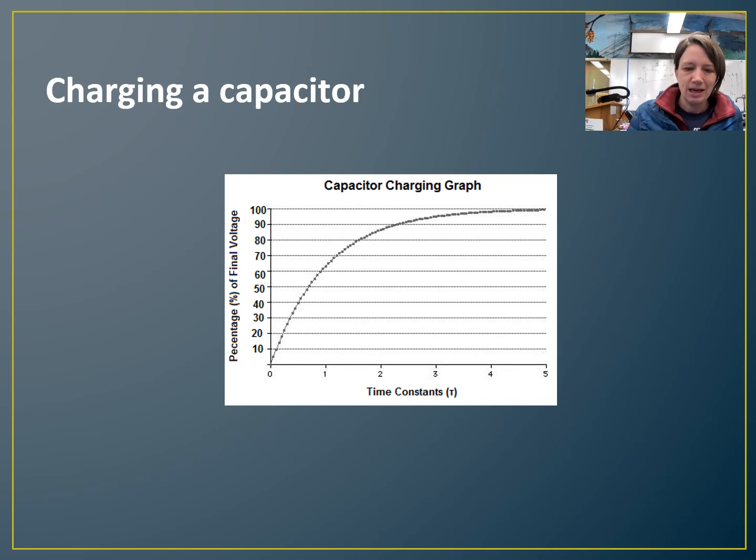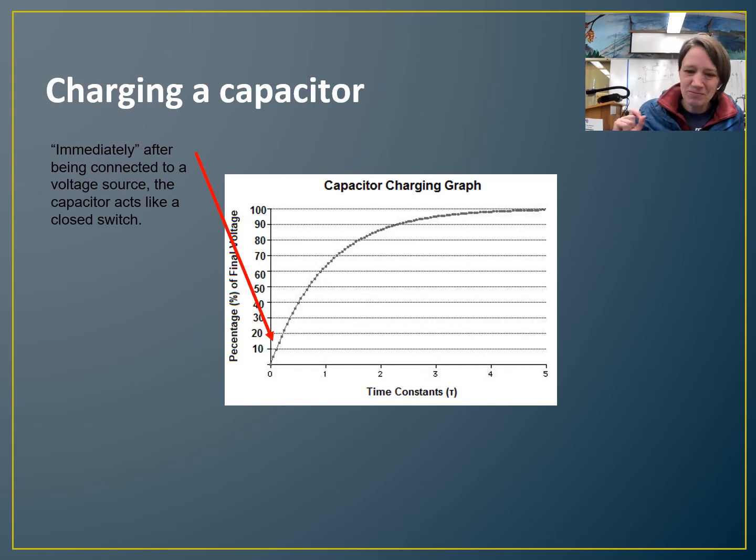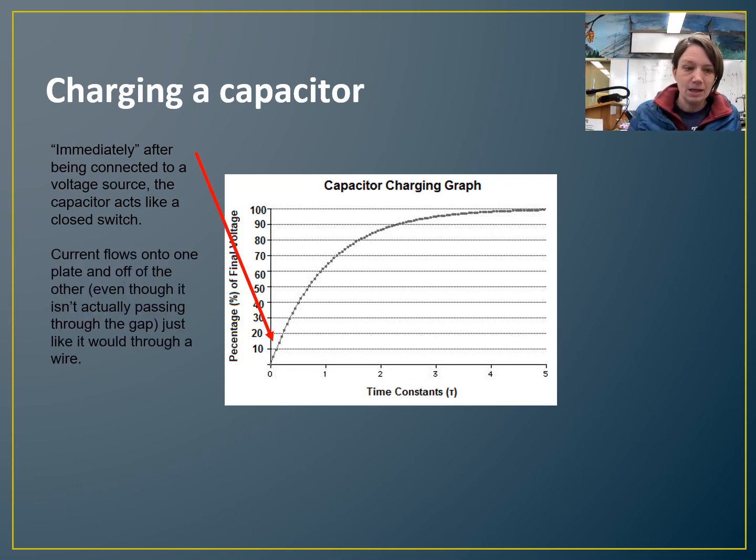about the capacitor charging. The first moment that we care about is called immediately. Immediately is in that very, very first tiny fraction of a second when you first connect the capacitor. And in that immediately time frame, the capacitor basically acts like a closed switch, in other words, a plain wire in the circuit. What I mean by this is that current flows onto the capacitor on one side, and it flows off of the other side of the capacitor, even though we're not actually going through the gap between them. We could still visualize it as going basically through that gap.